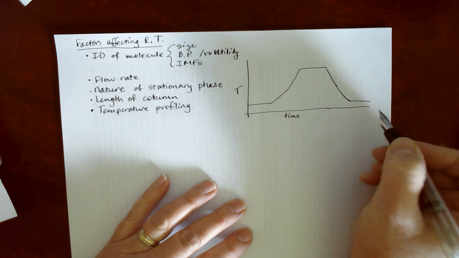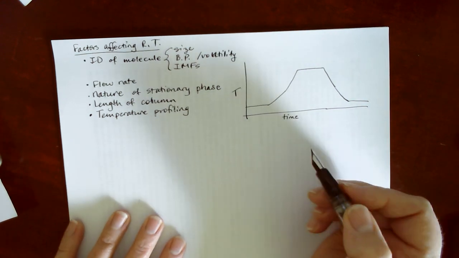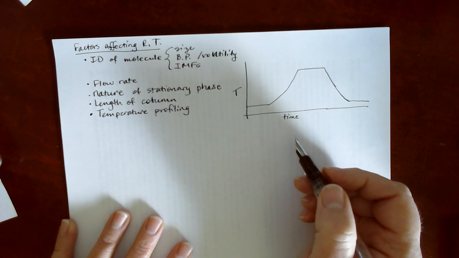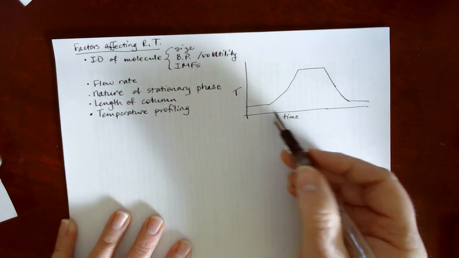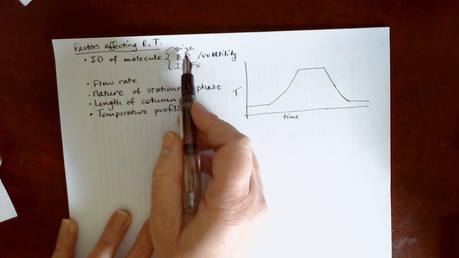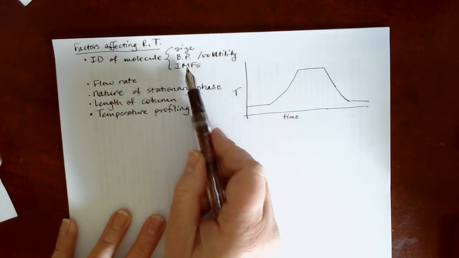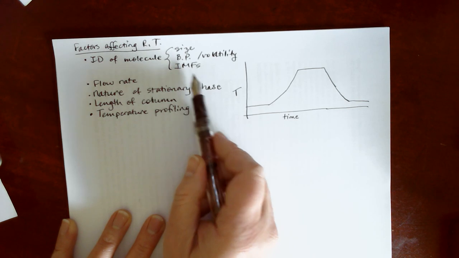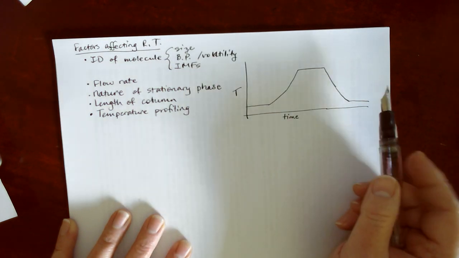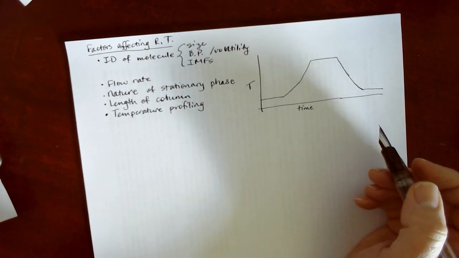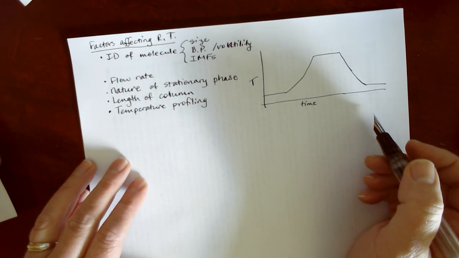So the specific details for how you choose to program the temperature of your scan are going to affect how fast things come off, because even for something larger, as you increase the temperature, that's going to increase the energy of the particles so they can move around faster, and that will move them through the column a little faster. So those are all different factors that affect the retention time. And that's specifically the retention time.